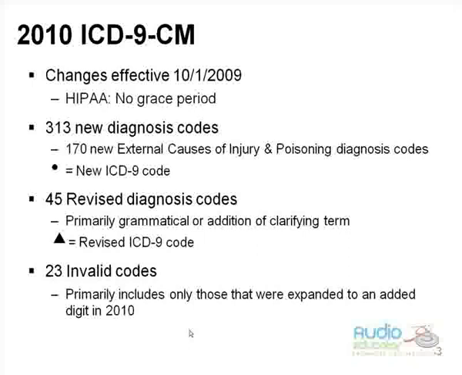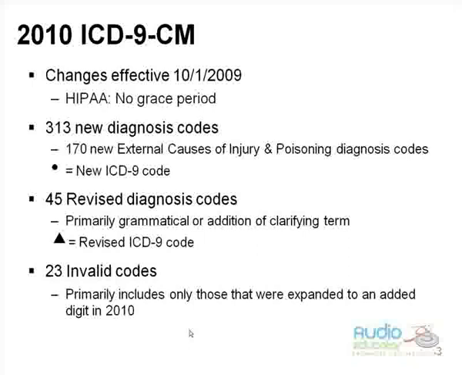We had 45 revised. They were primarily just grammatical or adding clarifying terms. And we had 23 deleted or invalid codes. For the most part, those were just the ones that were deleted because we went on to expand out to a fourth or fifth digit in those new diagnosis codes.